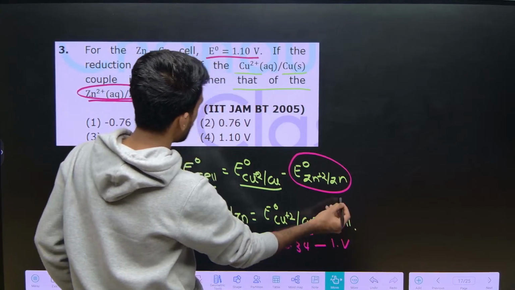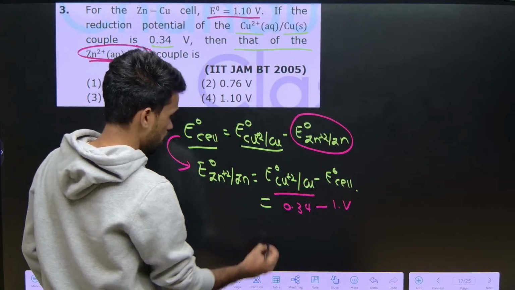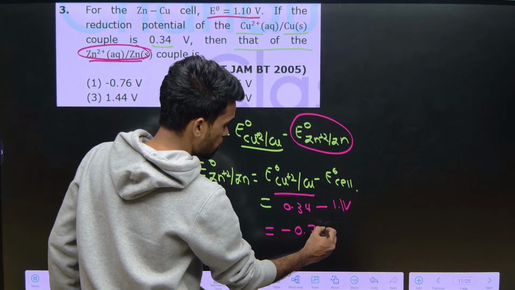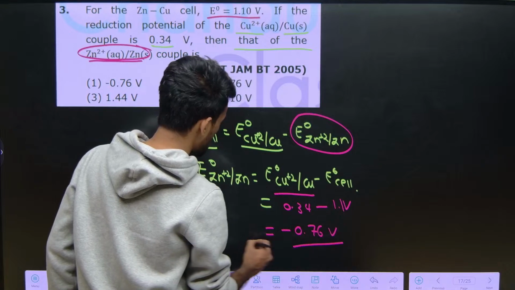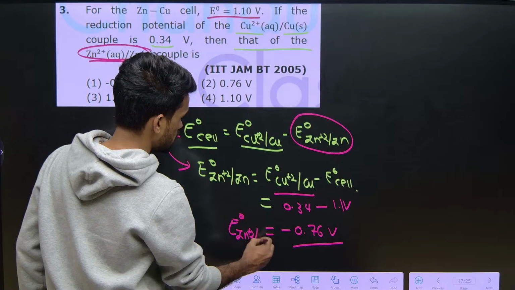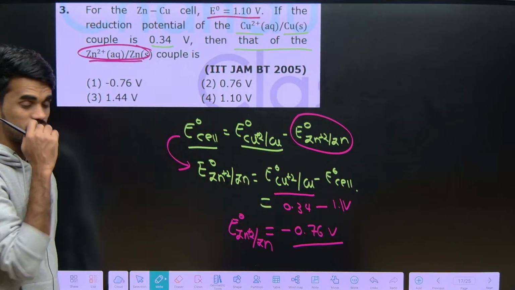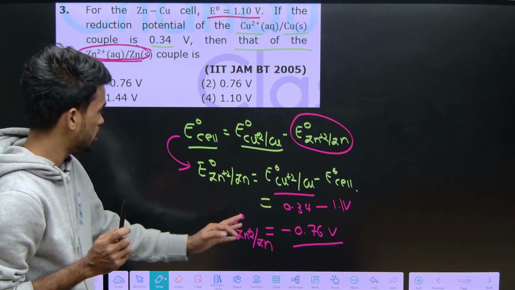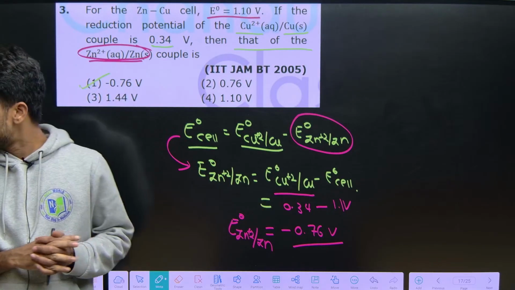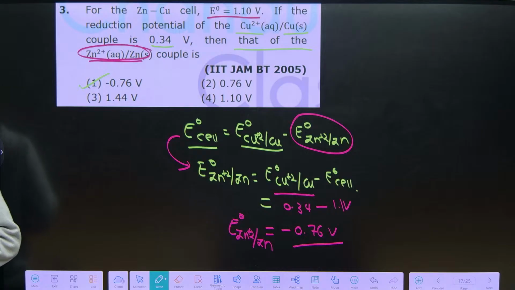So here you are going to get a negative value, minus 0.76 volt. How much will you get? Minus 0.76. The reduction potential of zinc is minus 0.76. In the previous slide also I have given, so the same value we got here. So your option 1 will be the perfect answer for the question. Hope this discussion is clear.